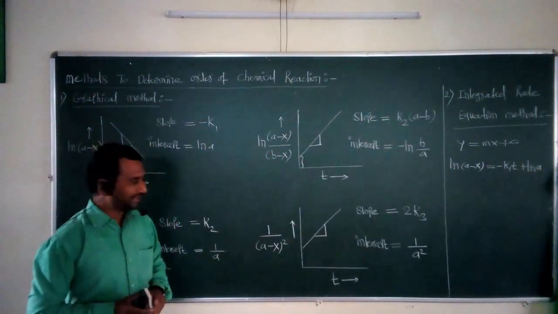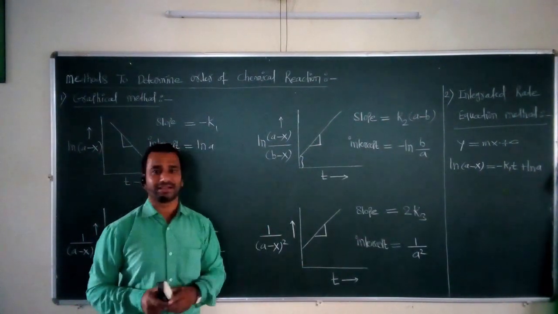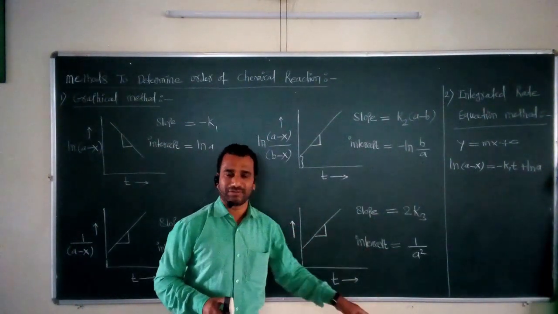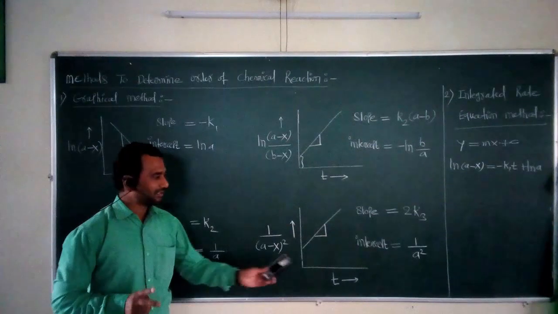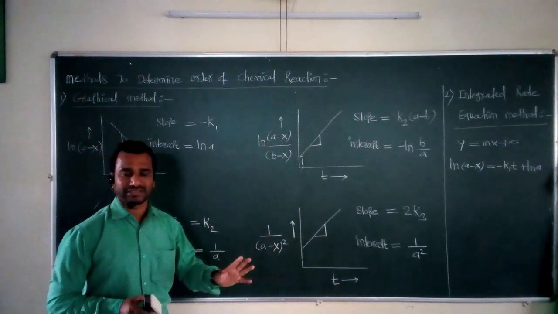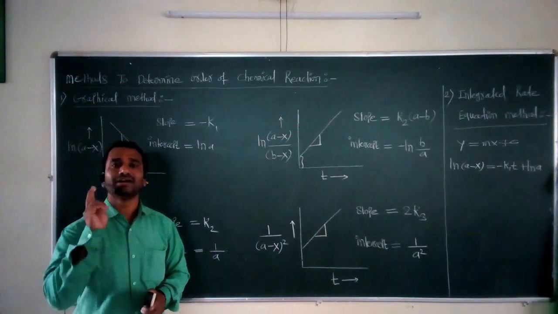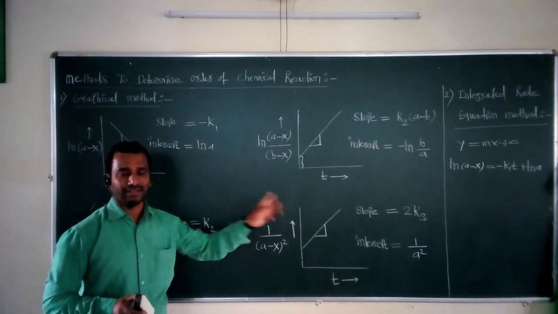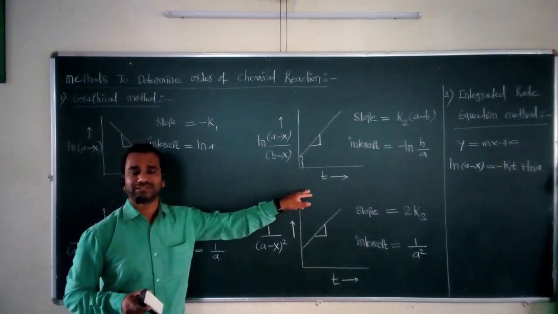And the last graphical representation is there. If we plot a graph of 1 upon (a minus x) square versus time t, again if we get a straight line with a slope equal to twice k3 and intercept equal to 1 upon a square, then we can say that that particular chemical reaction has the order equal to 3. So that is a third order chemical reaction. So we can say that these are the different graphical representations for three different orders of a chemical reaction. One is a first order, second is a second order, and third is a third order chemical reaction. For second order reaction, these two different cases are there: one is second order with equal initial concentration and second order with unequal initial concentration.